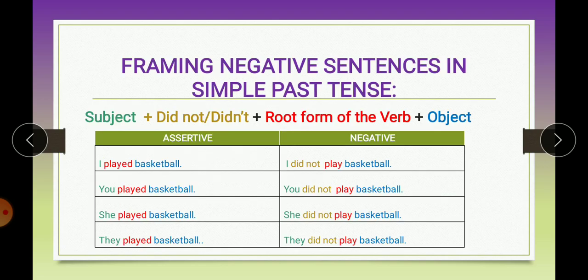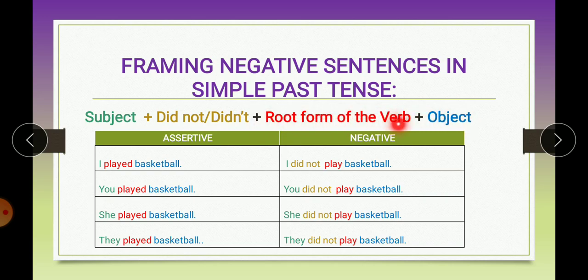Now framing negative sentences in simple past tense. You already know that negative sentences are the sentences that use not in them. Now in simple past tense, when we are framing negative sentences, we are using did not or the contraction didn't, right? So this did not or didn't is coming before the verb. So subject, did not or didn't, followed by the root form of the verb and the object.